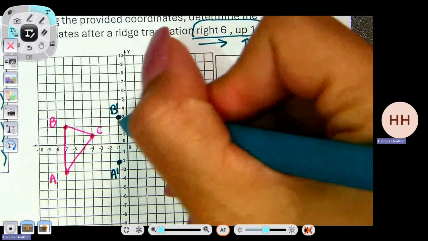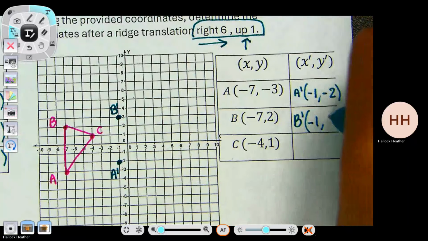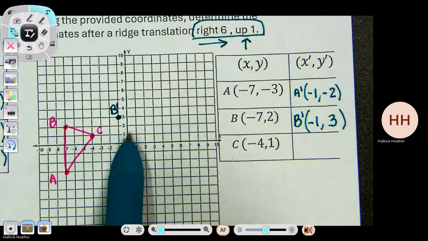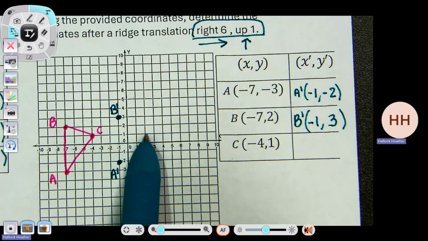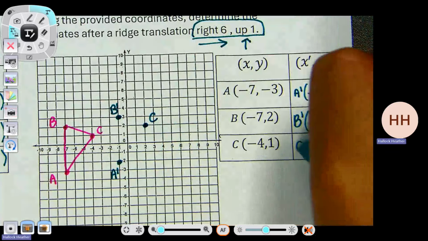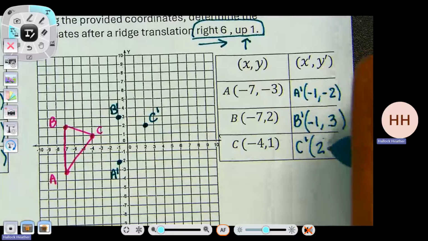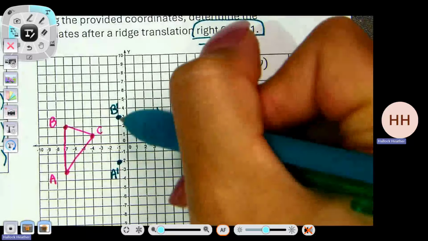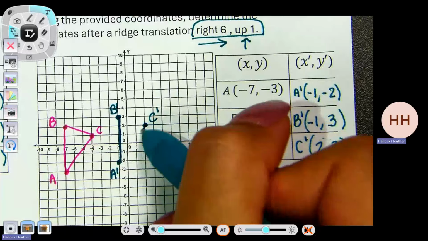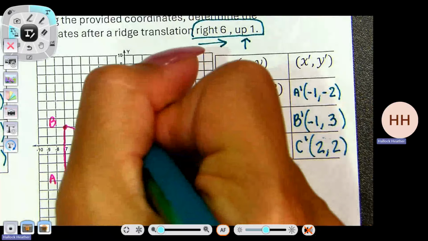So -1, 3. C is going right 6 and up 1. So C prime is at 2, 2. So this preserves distance, meaning it's exactly the same size, and preserves angle measure. Angle measure keeps it the same exact shape.